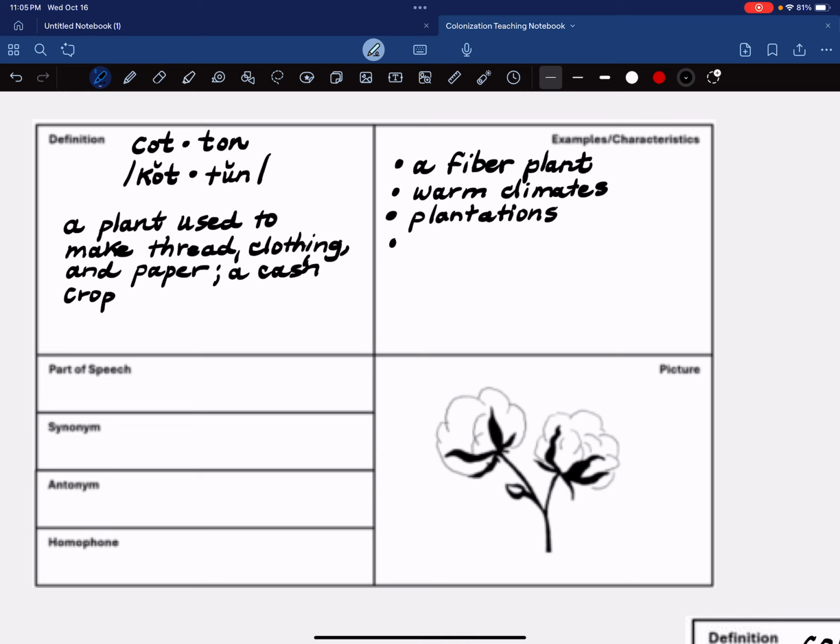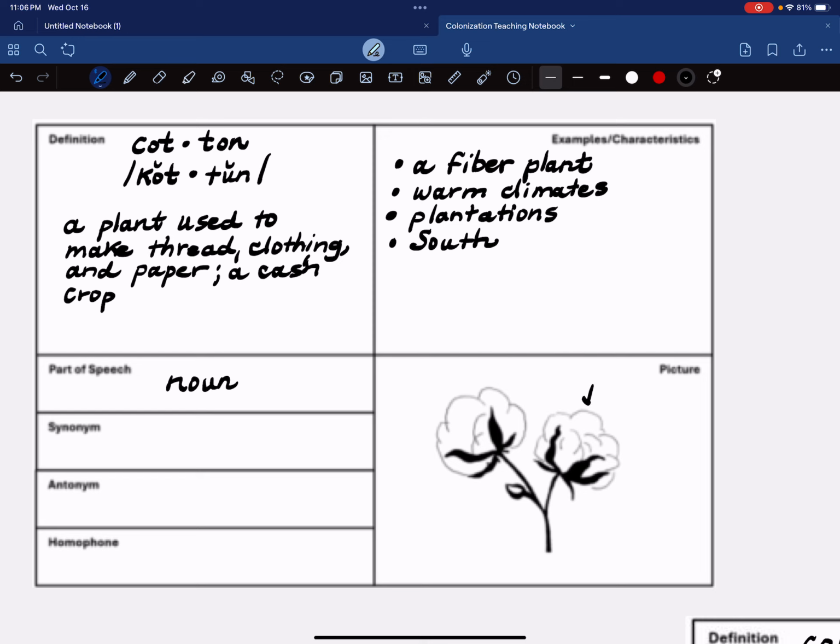I'm trying to think of things that you might encounter with cotton. It is a noun. It's a thing. If I can show you a picture of it, it's probably a noun. I can't think of any synonyms, antonyms, or homophones for this plant. You can see cotton in a grocery store. You can buy it.